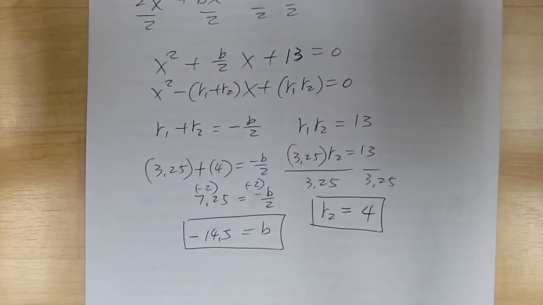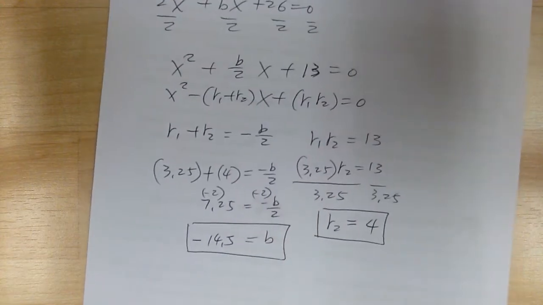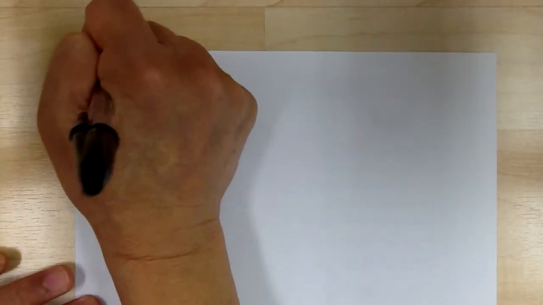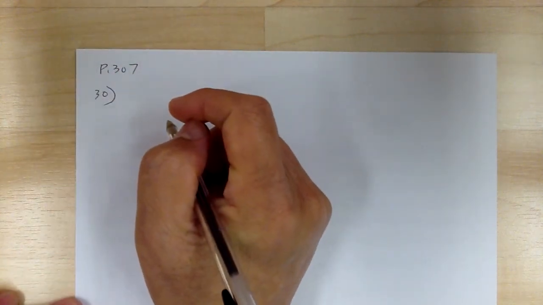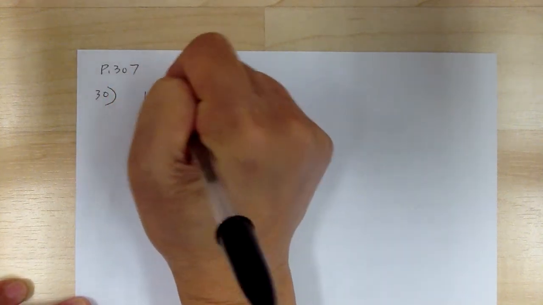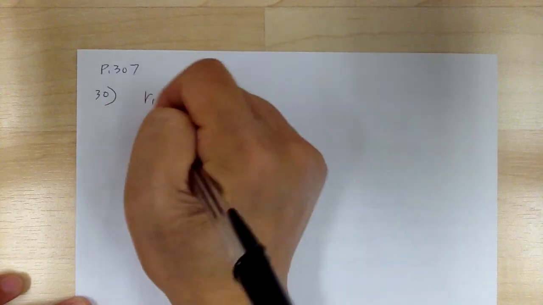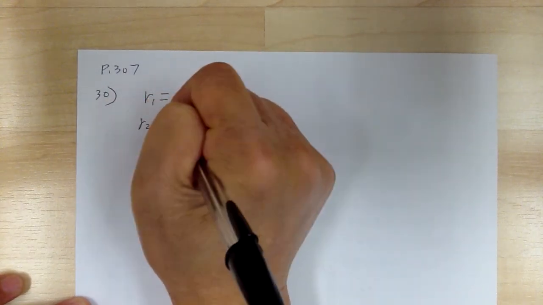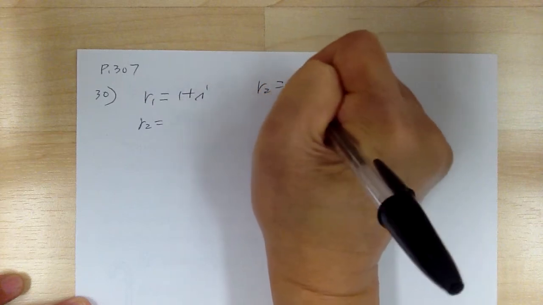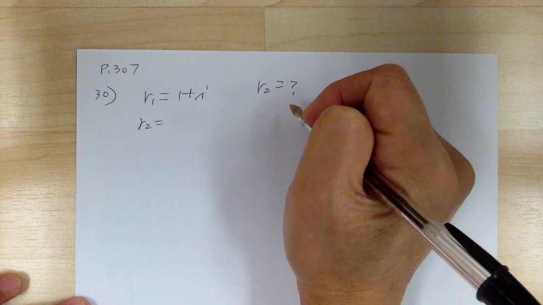Okay, so let's go and do one more. Let's do number 30. Okay, number 30, it says if 1 plus I is one of the roots. So R1 equal to 1 plus I. You're looking for R2, and look for the other root and the value of B.